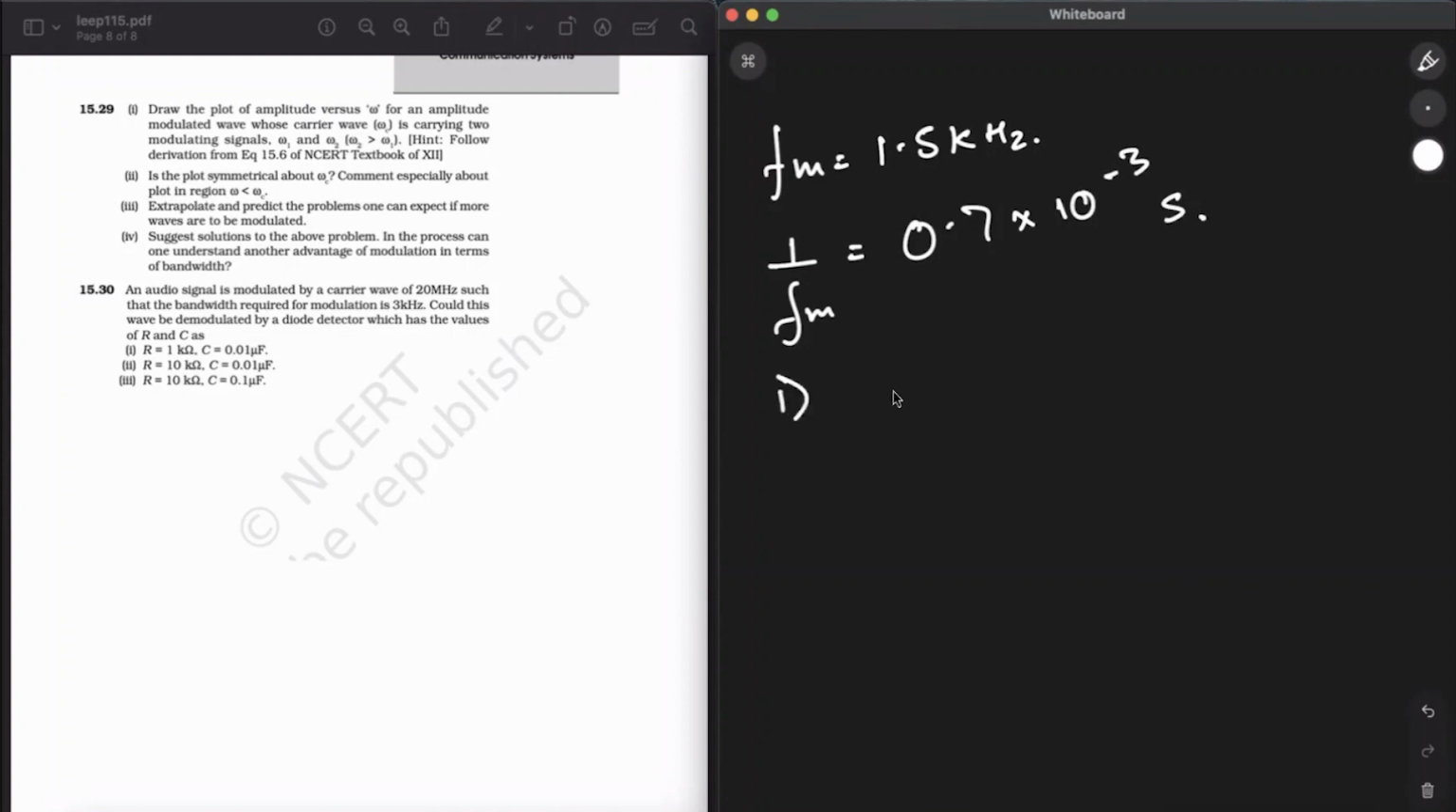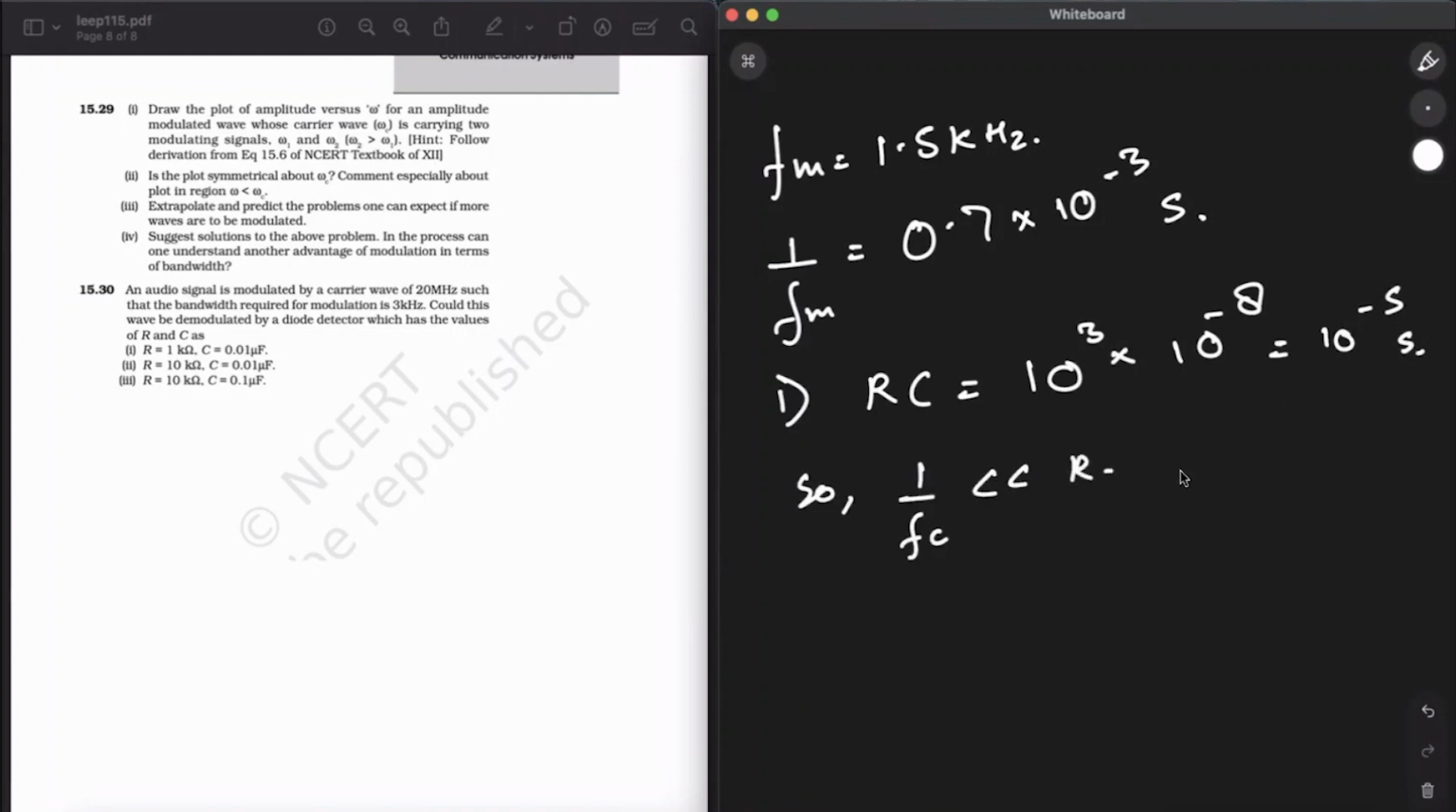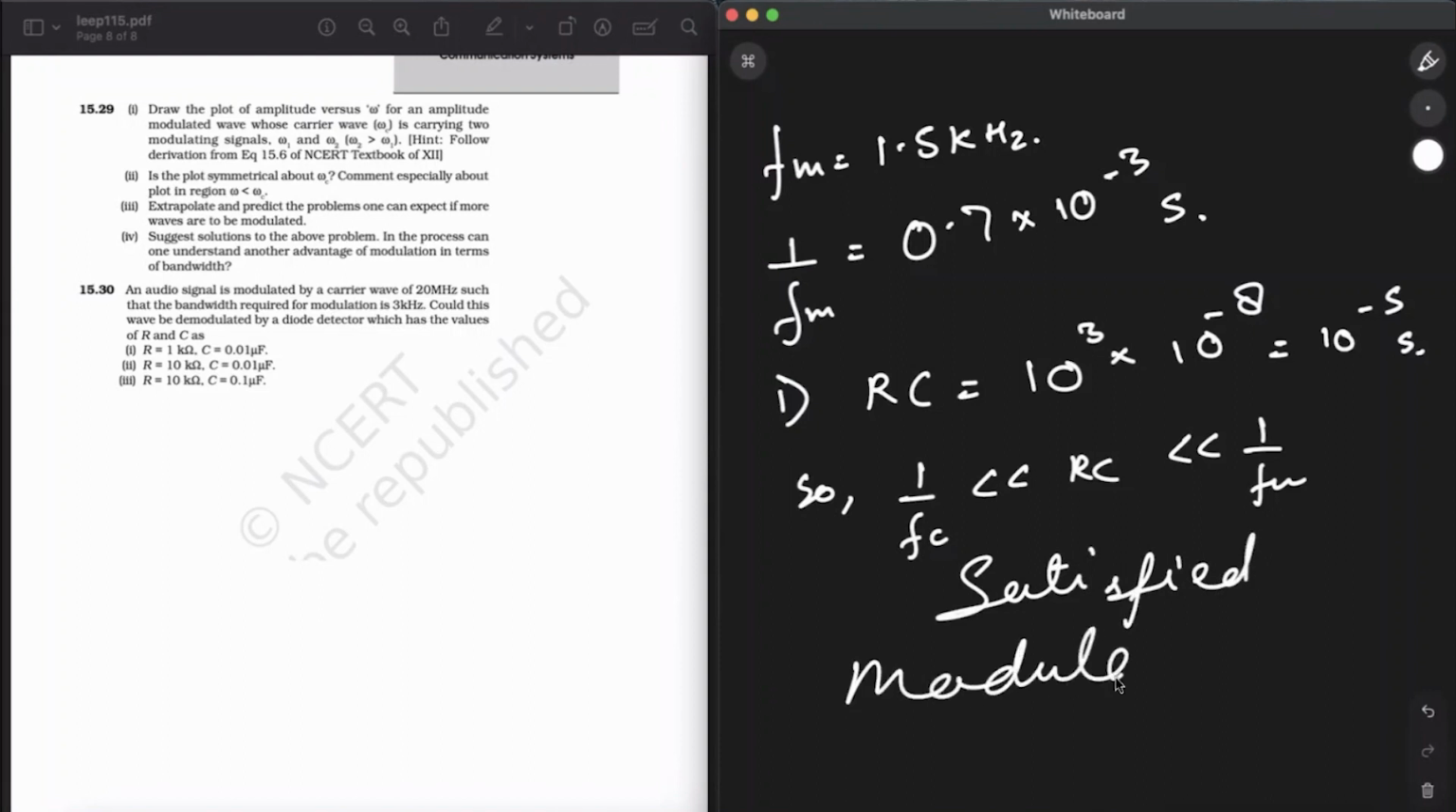Now, part 1. If I want to calculate the RC for the part 1, that will be 10 to the power of 3 into 10 to the power of minus 8. So it is equal to 10 to the power of minus 5 seconds. So what I've seen is that 1 upon fc is much less than RC. Okay, that is much less than 1 upon fm. This is satisfied. So this wave can be demodulated.